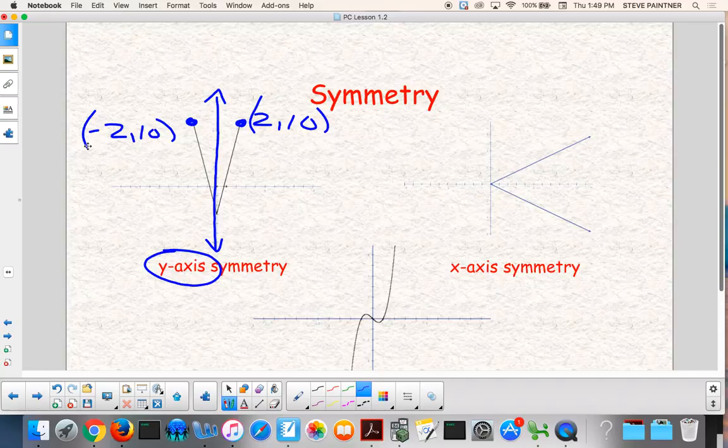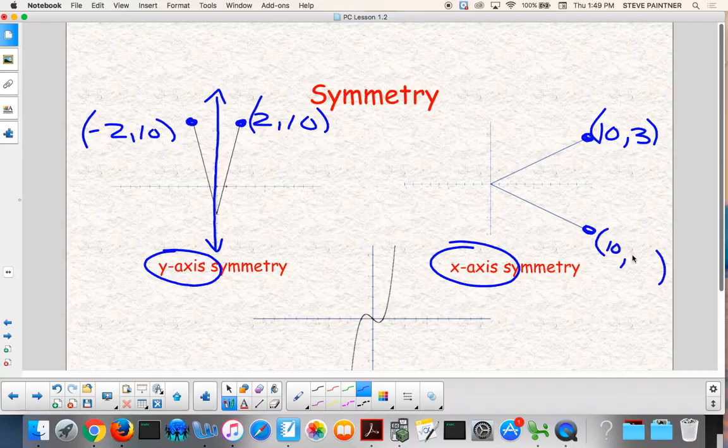When you reflect over x, if this point happened to be 10, 3, what's this point? 10, negative 3. So what are you noticing, guys? When reflecting over the x-axis, what do you notice? The y's are opposite. Okay, good.